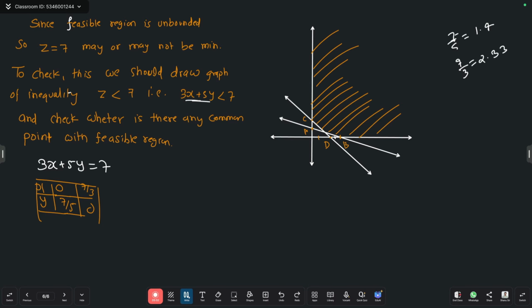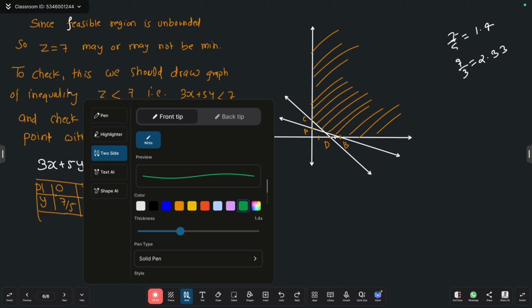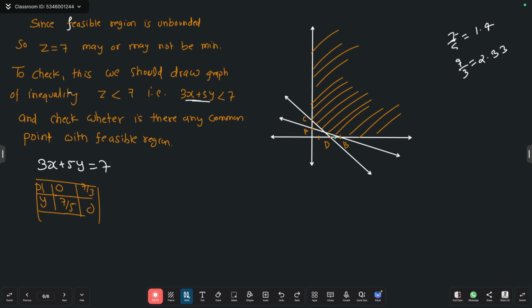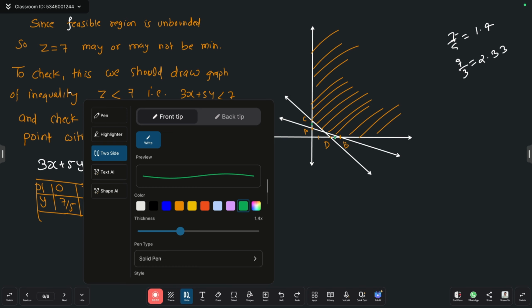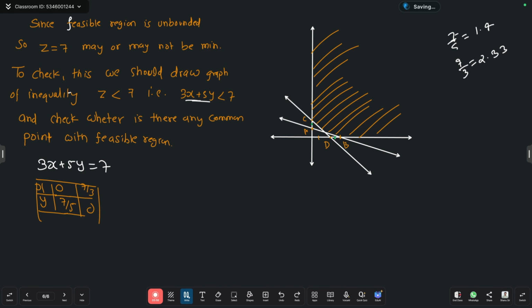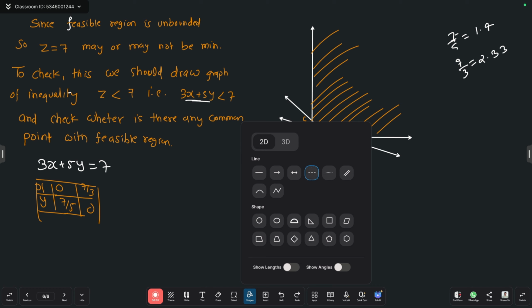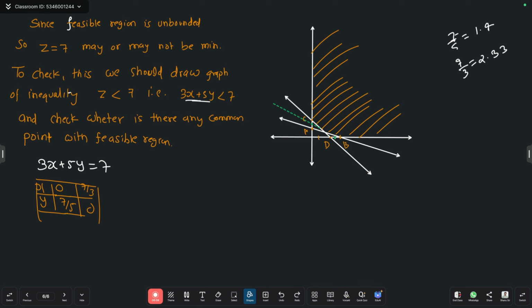Where is 2.33? 2.33 will be at this point, approximately. And where is 1.4? This is 1, so 1.4 is somewhat here. Then join the green dots by a dotted line, because we are drawing a strict inequality, less than 7. It is not less than or equal to 7. So we have to join by a dotted line.